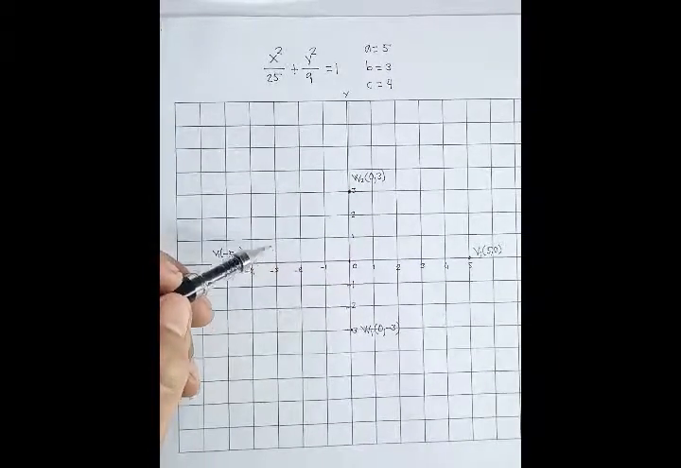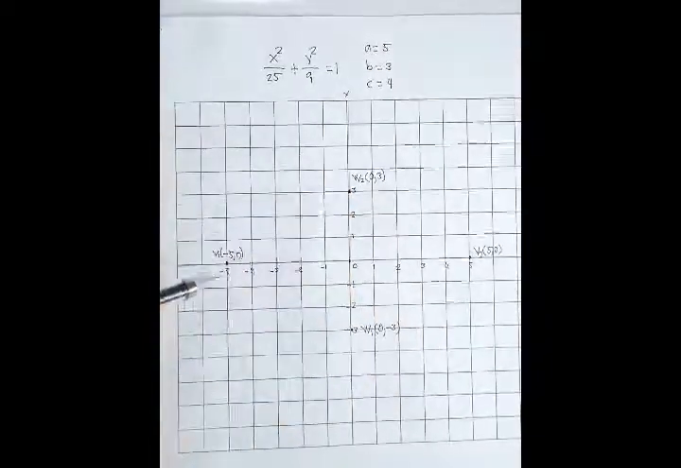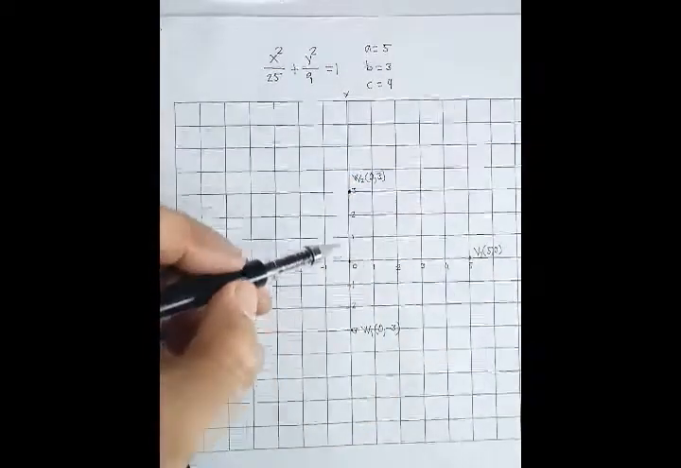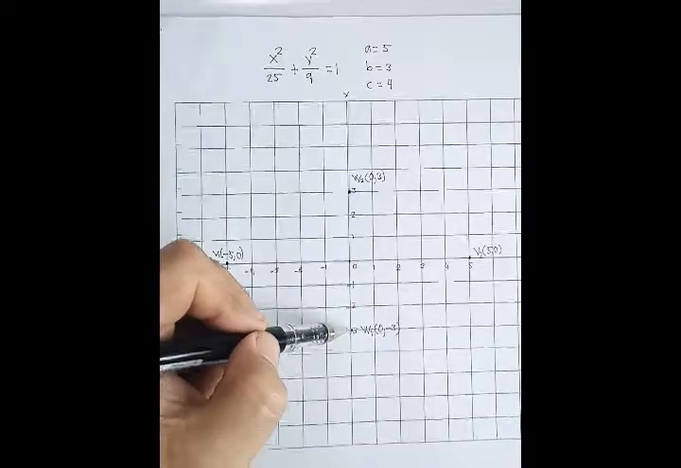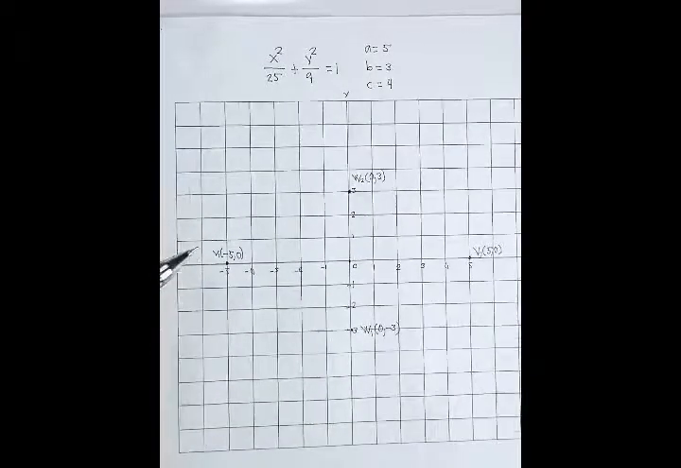Okay. So we have now our vertices V1 and V2, then co-vertices W1 and W2. So ato na raw ma-draw ang atong ellipse.